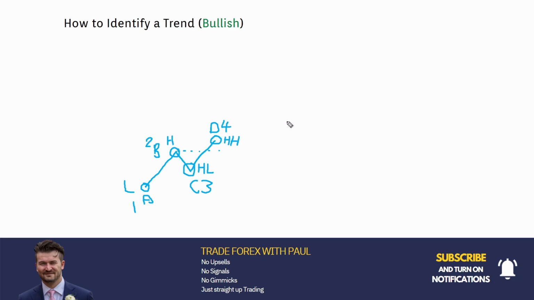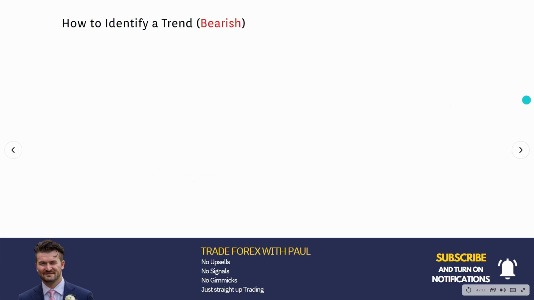So identifying a bullish trend, to summarize that, is we've got our starting point coming up, we've got a bit of a counter trend move, and then we get a break of that second move, okay? And there is the indication of your trend starting. That's the start of your trend. All right, so let's jump into how to identify a bearish trend.